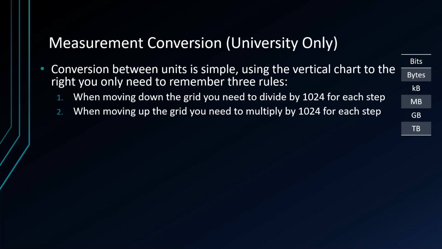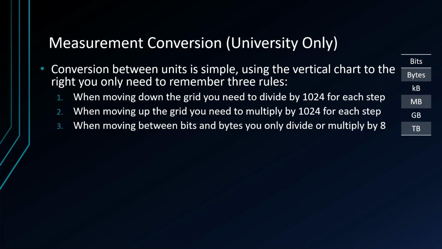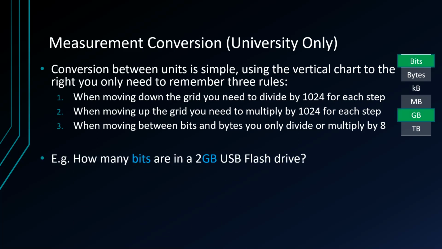There's one trick to the whole thing though. When you're moving between bits and bytes, it's always by a factor of 8. So you're either multiplying or dividing by a factor of 8. Why? Because there are only 8 bits in a byte. That's it. So whenever you're going from bytes to bits, you're going to multiply by 8. Whenever you're going from bits to bytes, you're going to divide by 8. That's it. So let's look at an example.